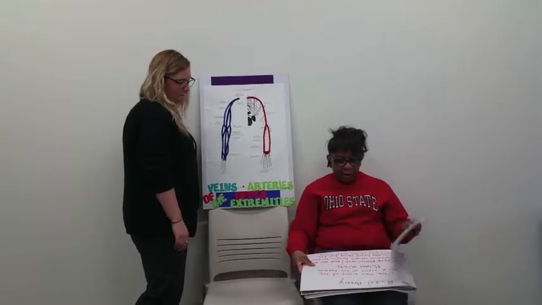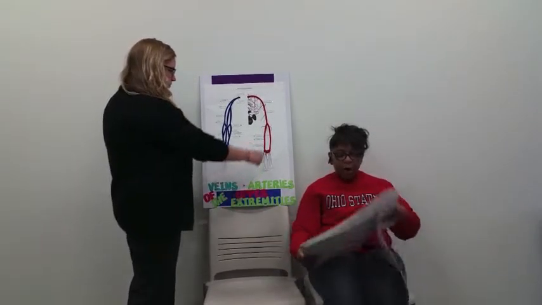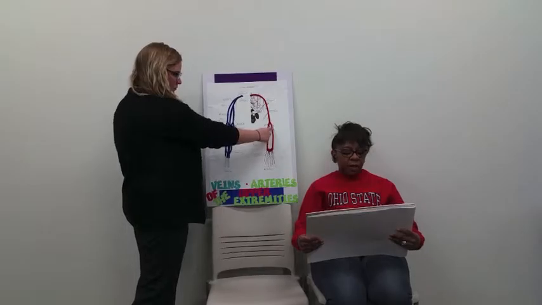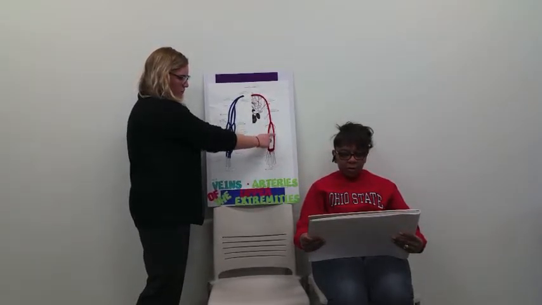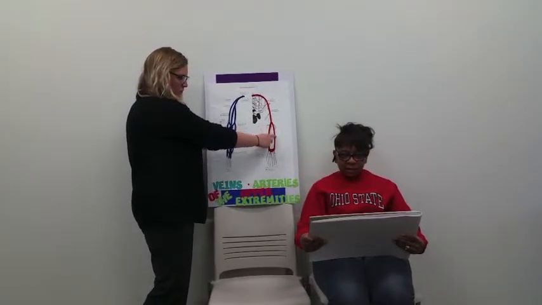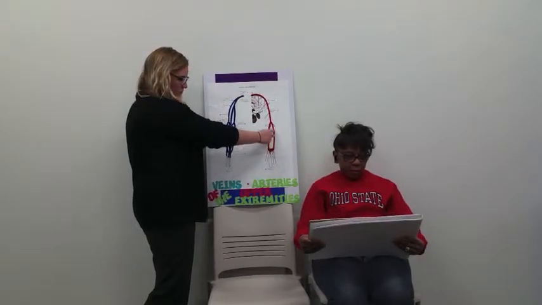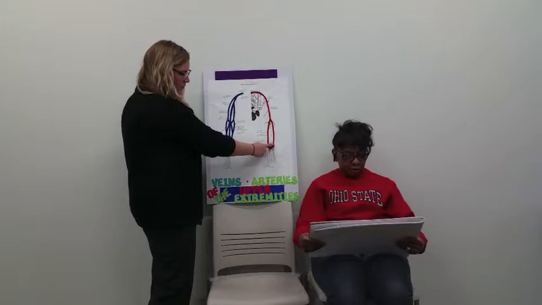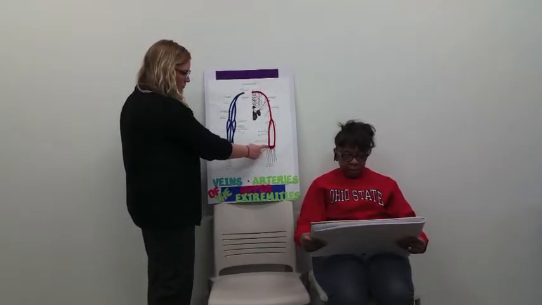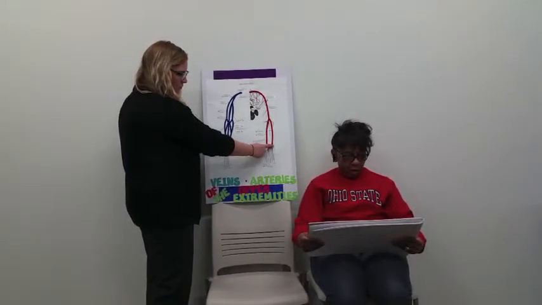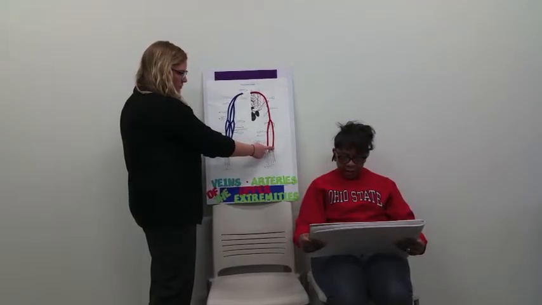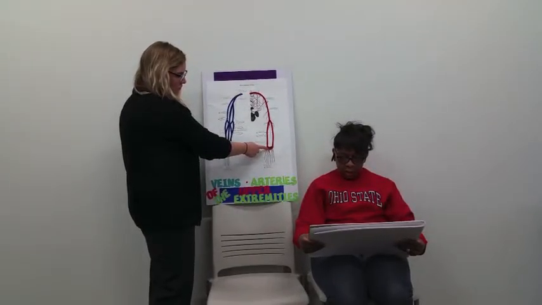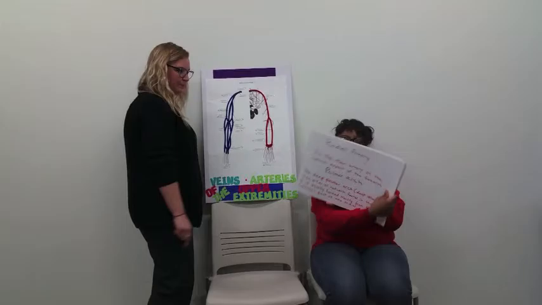Next, we have the radial artery and the palmar arch. The radial artery is the main artery of the lateral aspect of the forearm. The palmar arch, also called the deep palmar arch or deep volar arch, is an arterial network found in the palm. It is usually formed mainly from the terminal part of the radial artery.